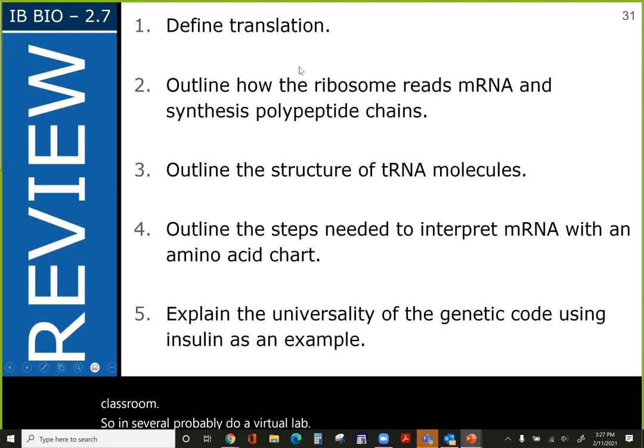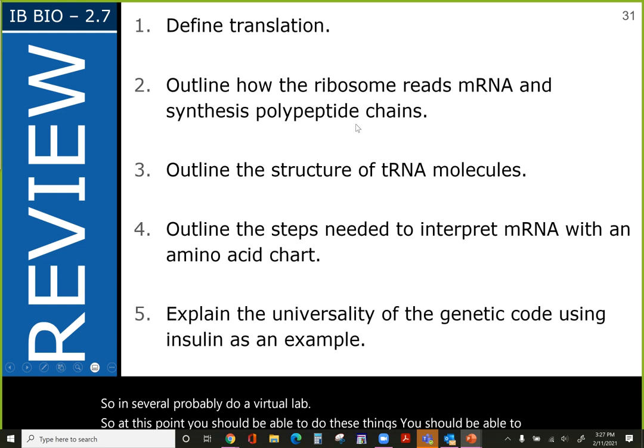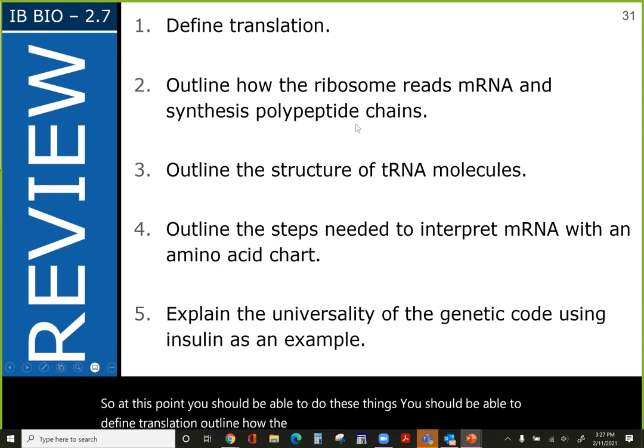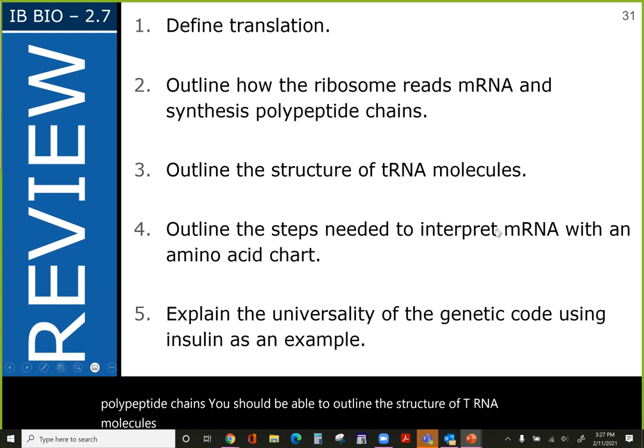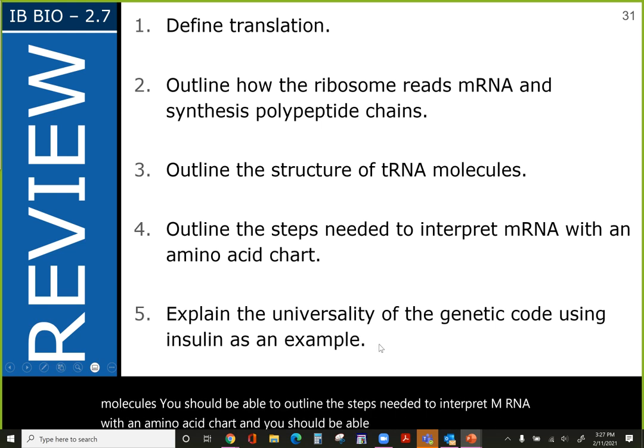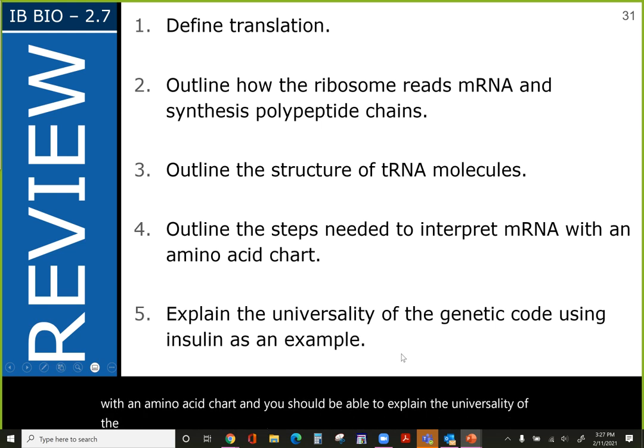So at this point, you should be able to do these things. You should be able to define translation, outline how the ribosome reads mRNA and synthesizes polypeptide chains. You should be able to outline the structure of tRNA molecules. You should be able to outline the steps needed to interpret mRNA with an amino acid chart. And you should be able to explain the universality of the genetic code using insulin as an example.